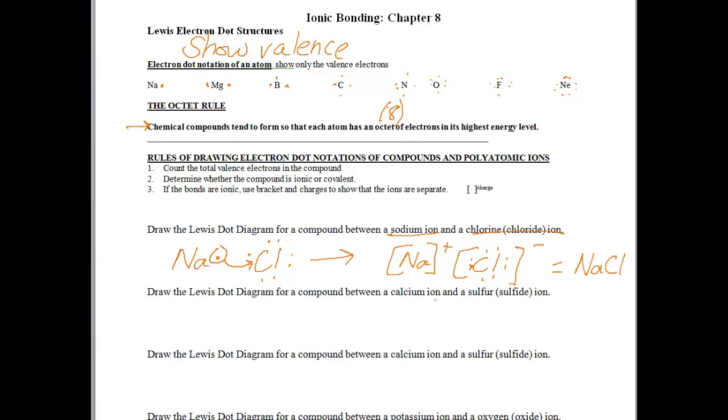Okay, what happens between then calcium and sulfur? Well, calcium is in group 2, so it has 2 electrons. Sulfur, group 6, so it has 1, 2, 3, 4, 5, 6. So it wants 2, calcium has 2. So what's going to happen? This electron is going to be given to that, and this electron can pair up over here. So they're going to pair up.